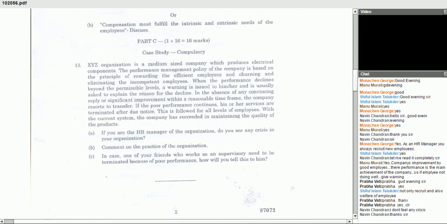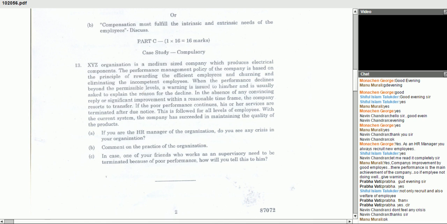Rather, it will increase the company's output, because removing the bad employees and then hiring good employees is always beneficial. Clear, everyone? So I don't see any crisis in the organization.